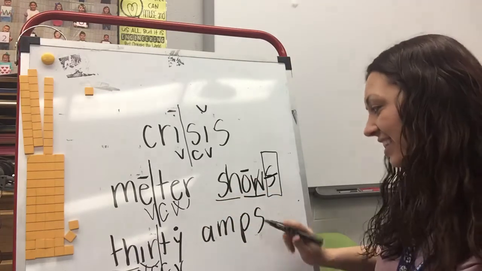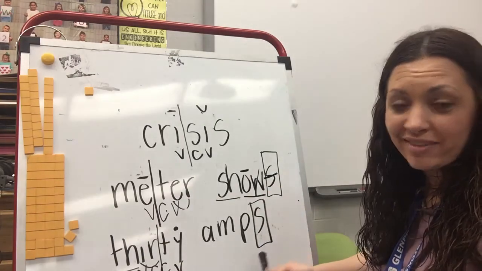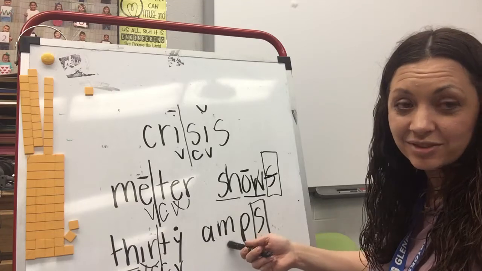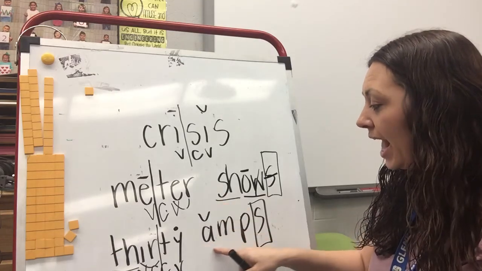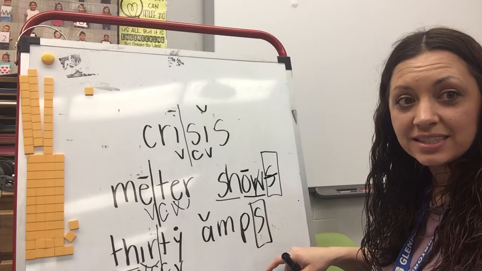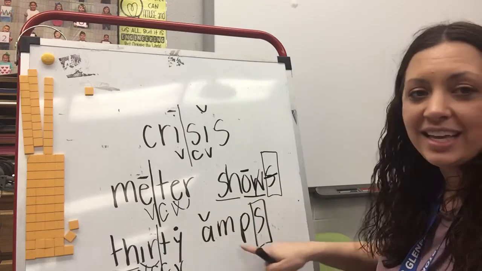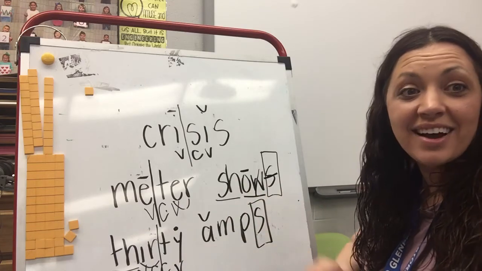It has an S at the end too that I need to box off. And then this should be easy. Where's my vowel? An A. It's in front of an M, so it's short, so amp. Amp, and then add the S. Amps. So meter, shows, thirty amps. Good job. All right, you guys did an awesome job.